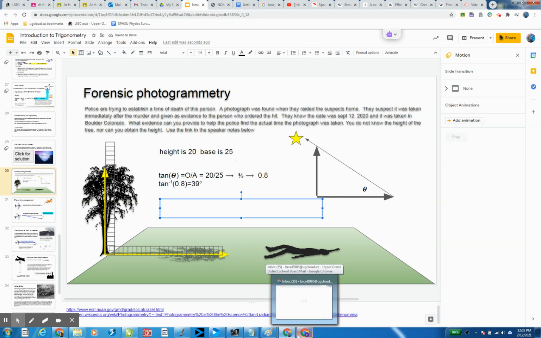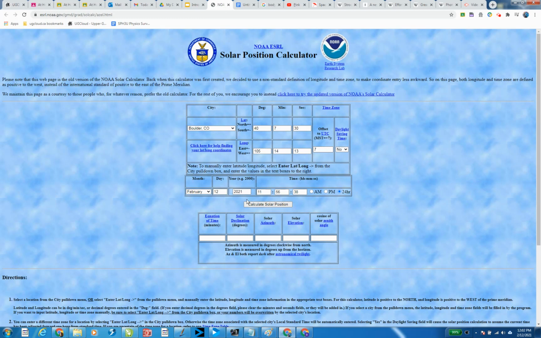What are we going to do now? We need to take this angle and go to the NOAA calculator, which I have here, and we're going to see what happened on September 12th in the year 2020 in Boulder, Colorado. Well, at noon, or roughly noon right now, the sun is at 53 degrees on September 12th, 2020. So let's just roll this back a bit. We'll take it right to 11 o'clock. It's at 51. So let's go to 9 o'clock. The sun's elevation is 36.